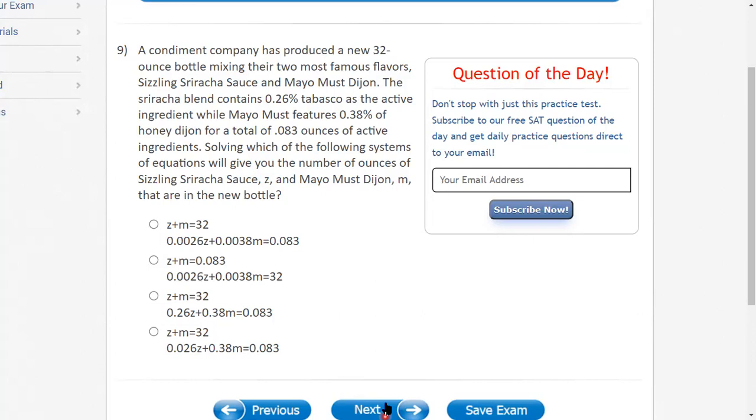M for mayo, C for sizzling sriracha sauce. Well, I know it's not B. So let's see what else there is. 0.26%, no, 0.26% is 0.0026. So it is the first one. So I'm just going to click the first and immediately we'll see the answer.